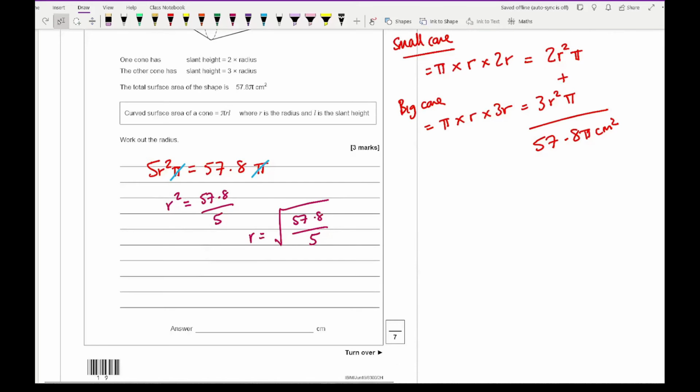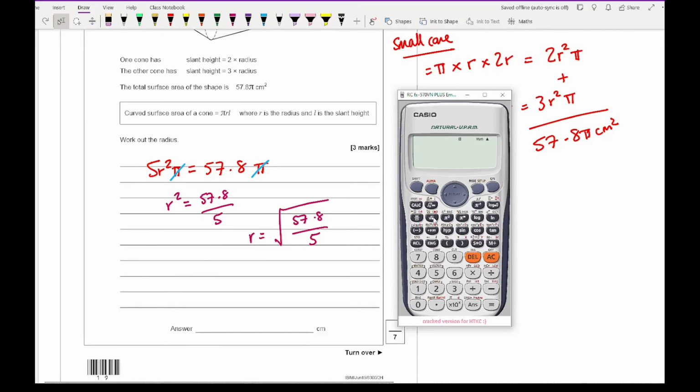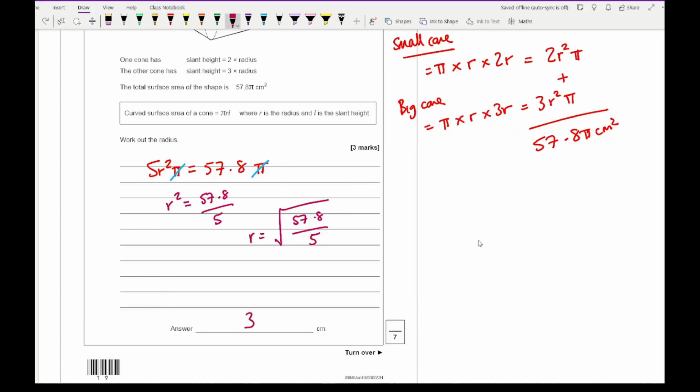And again, if I put that into my calculator, so square root of 57.8 over 5, I get a radius of 3.4. Let's just check that.